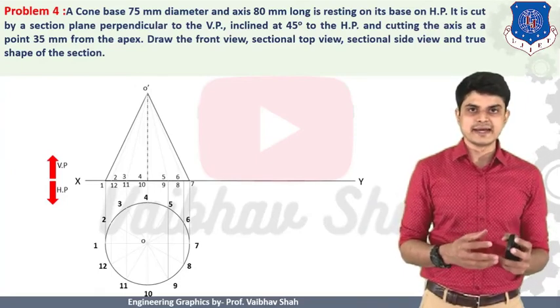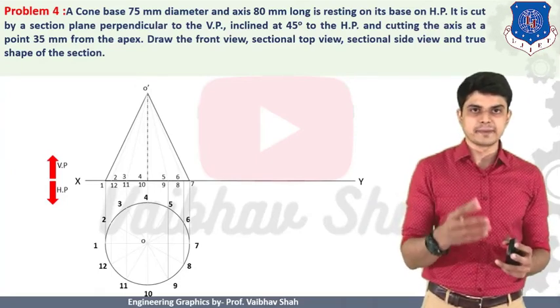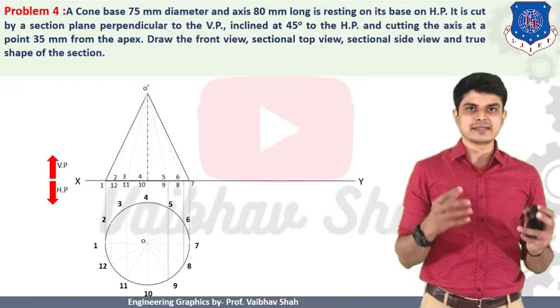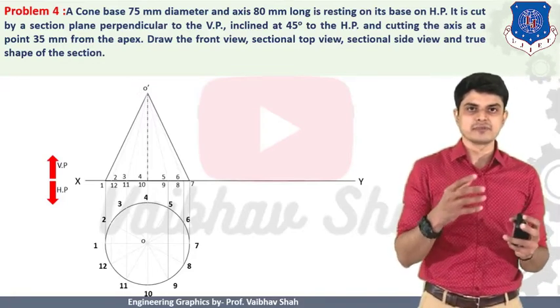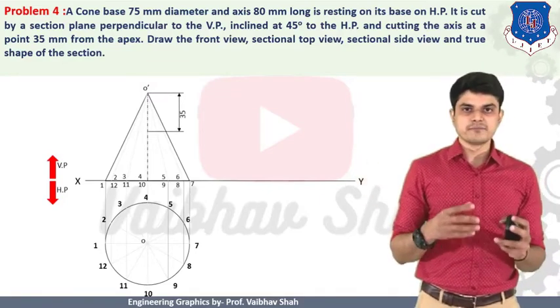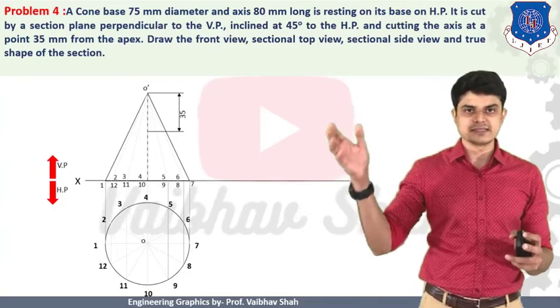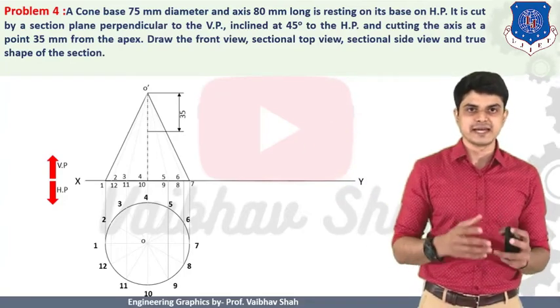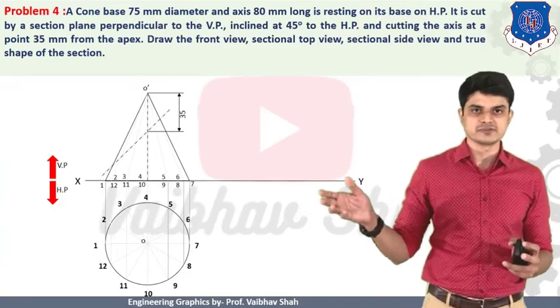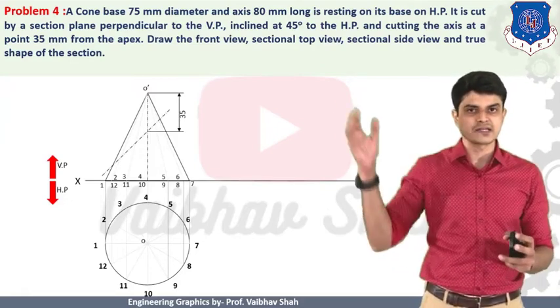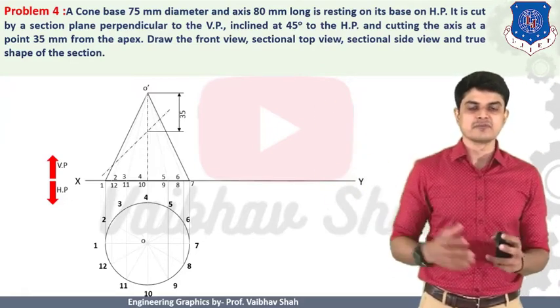Then after that, what should we do? It is said that it is cut by a section plane perpendicular to VP and 45 degrees to HT, cutting the axis at 35 mm from the apex. So we should plot one point which is 35 mm from your apex like this. And this is the point from which we should draw one line which must be 45 degrees to HT. So let us draw one line. So this is nothing but your cutting plane line. As it is said, 35 mm from the apex, it is making 45 degrees.